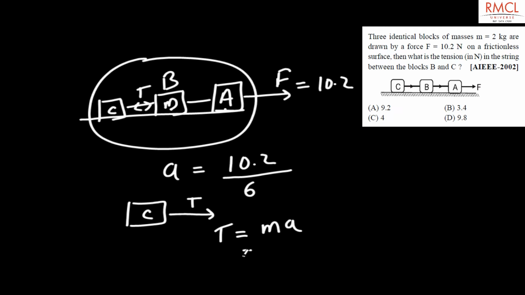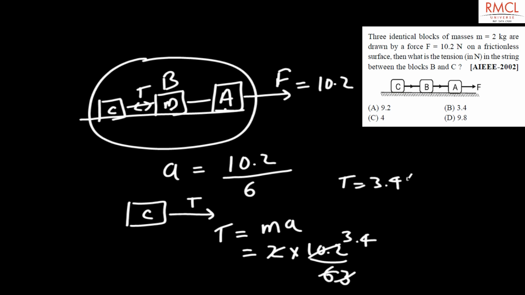And what is the mass of this block? 2. And what is the acceleration? That is 10.2/6. So this will go as 3.4. So the correct answer would be 3.4 newton, that is option B.